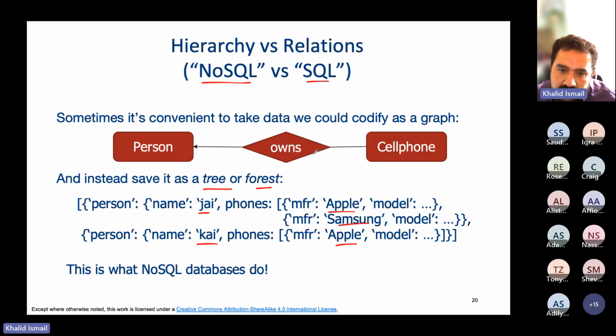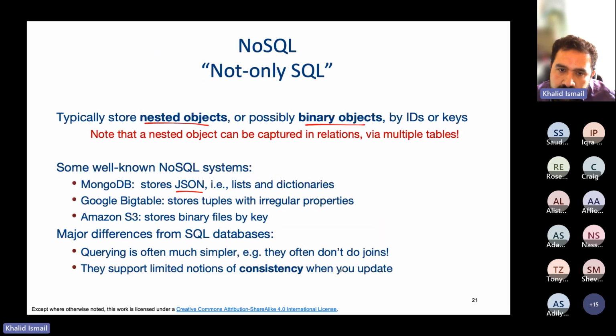For example, here we have this person, Jai. It has two phones in this case, which we call a nested object. And there's another person who has only one phone. Okay, so nested objects can be captured in relationships via multiple tables.